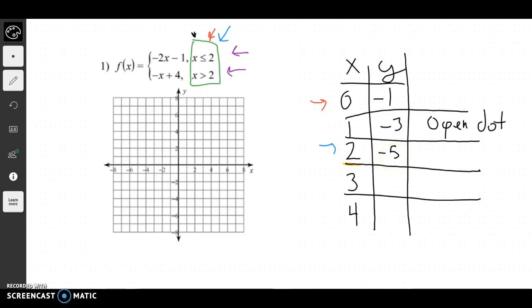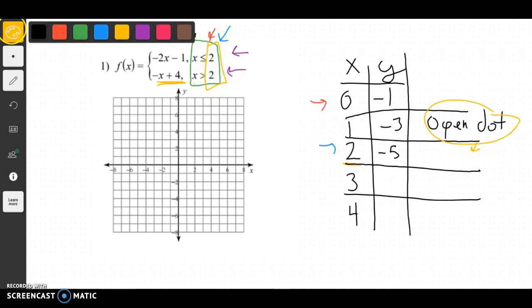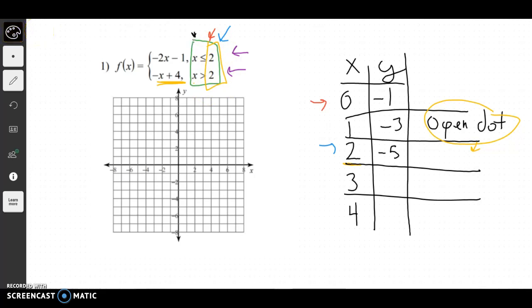That's the real point. Now, the open dot point, so this is not a real point, but we need to get really close to this equation here. So we are going to plug it in to the bottom one also. So the only one that gets plugged into both is this number right here, which I call the breaking point. You throw it in there, you get negative 2 plus 4, so that's 2.